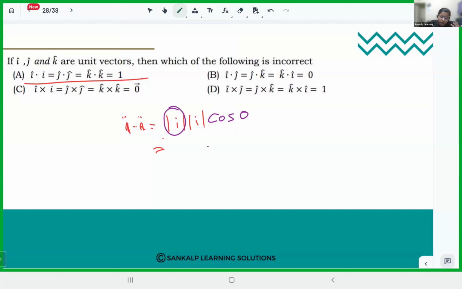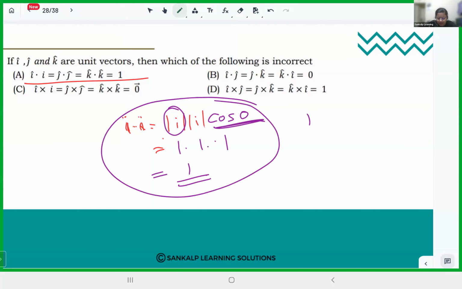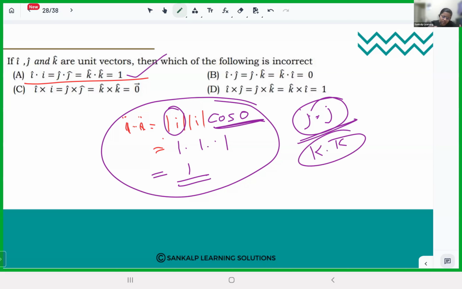What is the magnitude of the unit vector? It is 1. The magnitude of a unit vector is nothing but 1. So 1 into 1 into cos 0, and cos 0 is 1. So i dot i is equal to 1. Similarly, for j dot j, the angle between these vectors will be 0, so cos 0 is 1. Again, the value of j dot j, k dot k will be equal to 1.